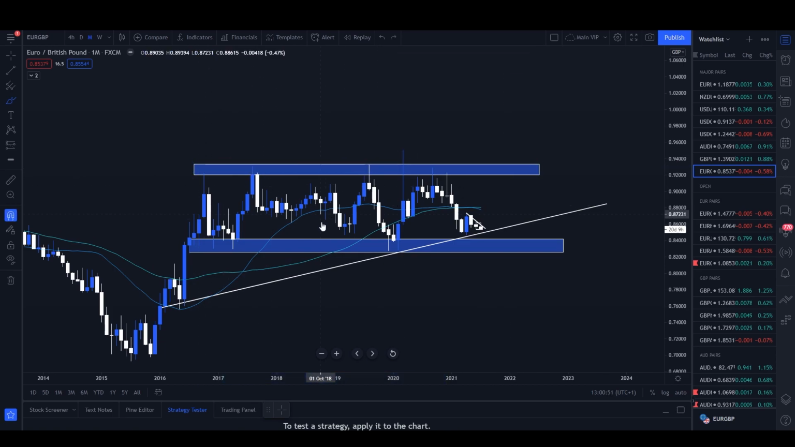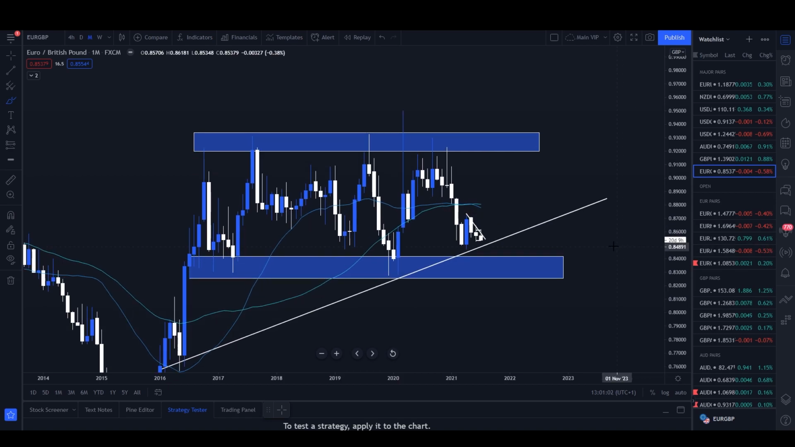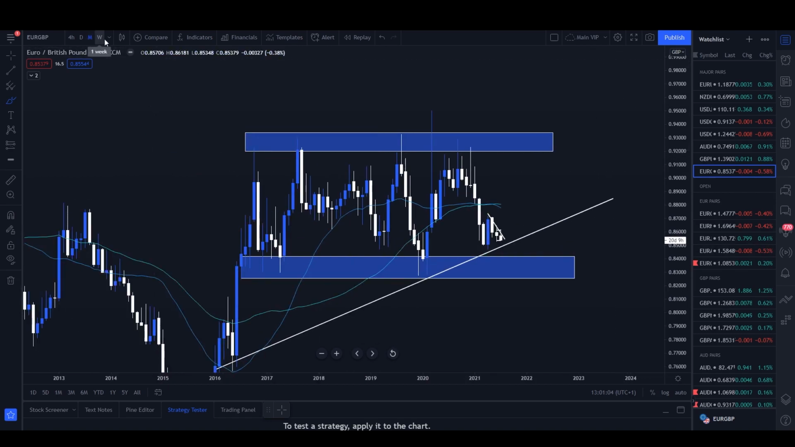4 years it has been consolidating. Very likely this will continue. It has been shooting towards the upside as well. So this area of trend line is definitely going to be respected since it's the higher time frames.